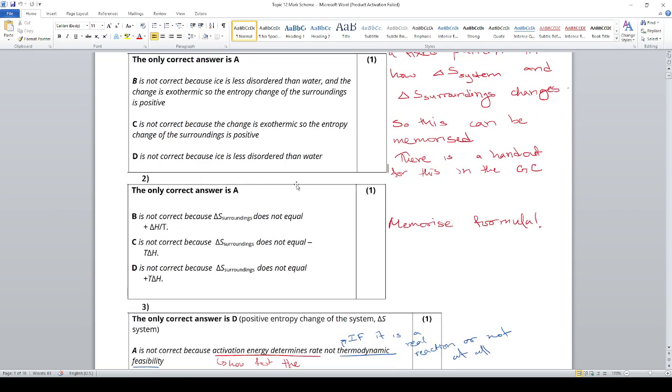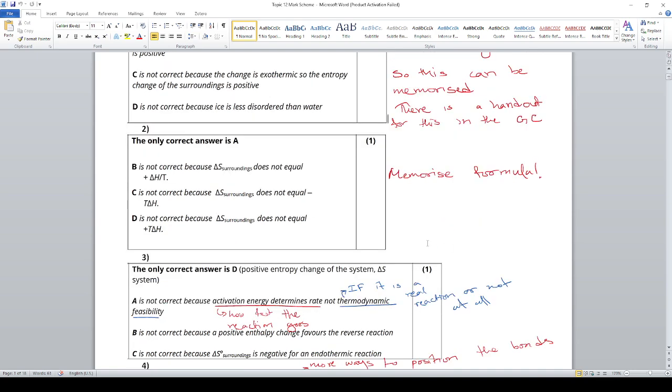Then we have question number 2. These are formulas to memorize. This is a little bit of a trick question in the sense that it combines two formulas. One of them is total entropy is equal to R ln K, and the other is total entropy is entropy of the system plus entropy of the surroundings. And then the entropy of the surroundings can also be broken down to the negative of the change in enthalpy over temperature. So it takes these equations and merges them all together into one resultant equation, and that one is A.